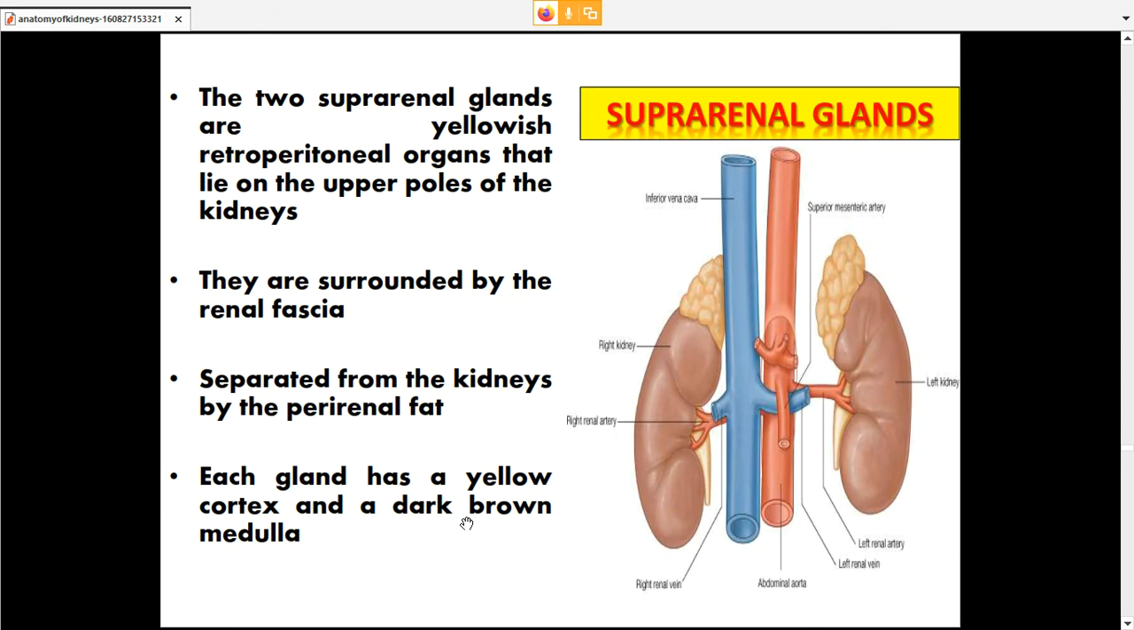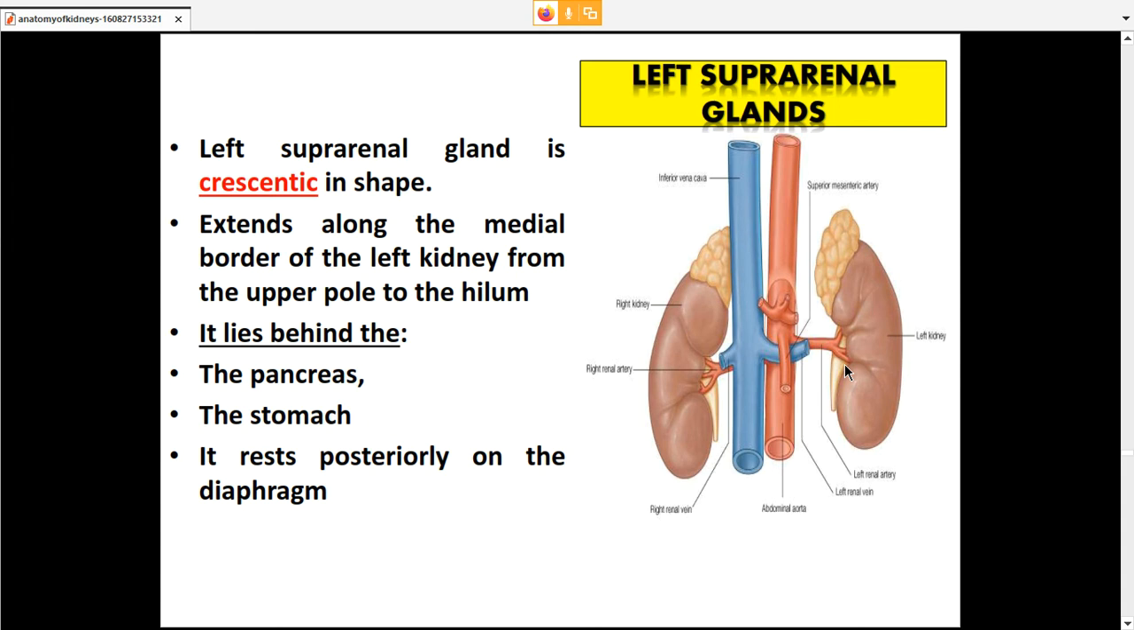Then these are the constrictions. These are not that much required for you guys. Then coming to the suprarenal glands. These suprarenal glands are yellowish retroperitoneal organs. They are present at the upper pole of the kidney. So each gland has a yellow cortex and a dark brown medullary part.